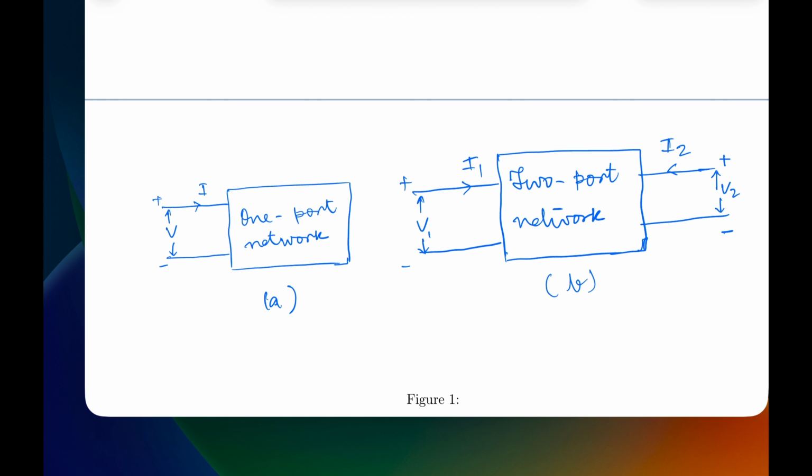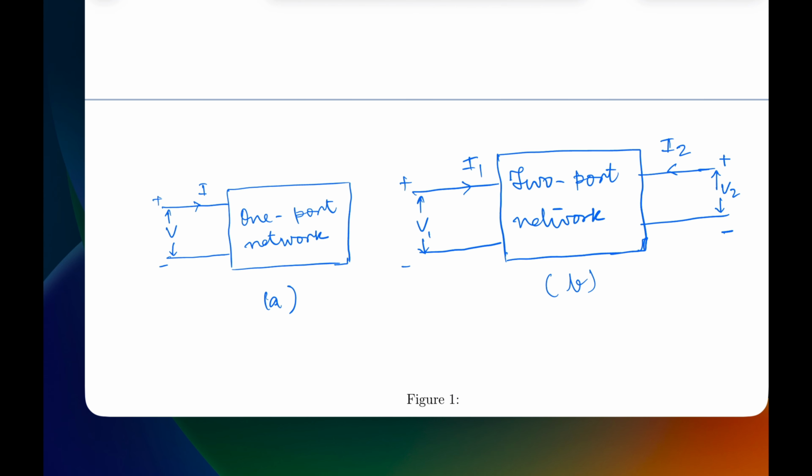We simply know that we have an input voltage V applied here and we have an input current I. So this is the energy source and this is the resulting current. This is a one port network because we have here only one pair of terminals.